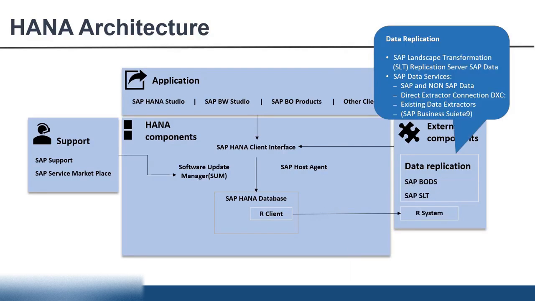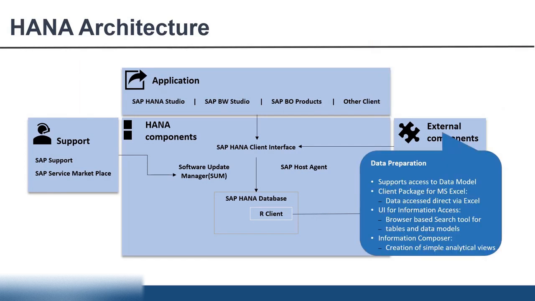Then you have different replication techniques. One of the most important replication techniques is SLT, that is SAP Landscape Transformation. This is a tool which can be used for replicating the data in real time from any SAP system to HANA, and it is a trigger based tool. Apart from that, you have different tools like SAP BODS or Sybase replication servers and all those.